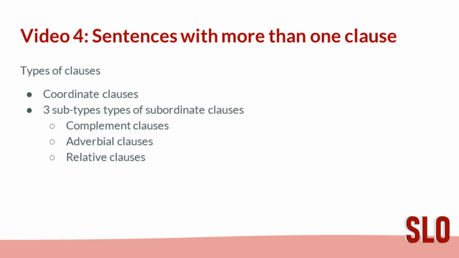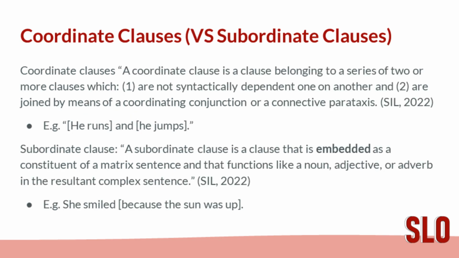There are two main types of such clauses: coordinate clauses and subordinate clauses. Under subordinate clauses, there are three subtypes: complement clauses, adverbial clauses, and relative clauses. What is the difference between the two main categories of clauses? A coordinate clause is a clause which is not syntactically dependent on the other clause and is joined using a coordinating conjunction or a connective word.